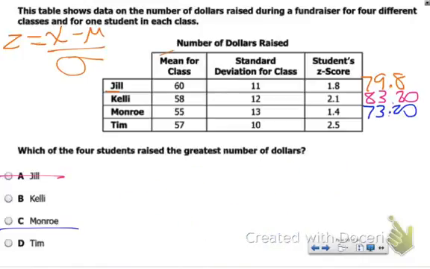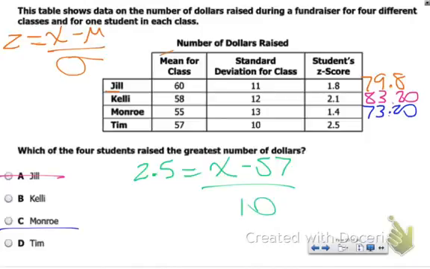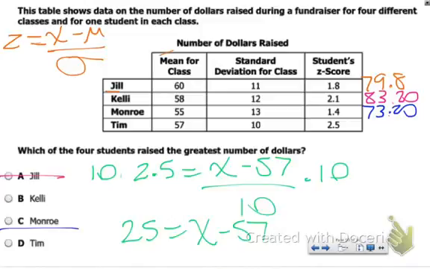Okay, and for Tim we have z-score of 2.5, mean of 57, and standard deviation of 10. Go ahead and multiply by 10 on both sides. We get 25 equals x minus 57. Add 57 to both sides, and we get $82 even. So the person that sold the greatest number of dollars was Kelly. So that's a long question, but totally doable. Remember, you are given this formula. You just have to make sure you know which part you're plugging into.